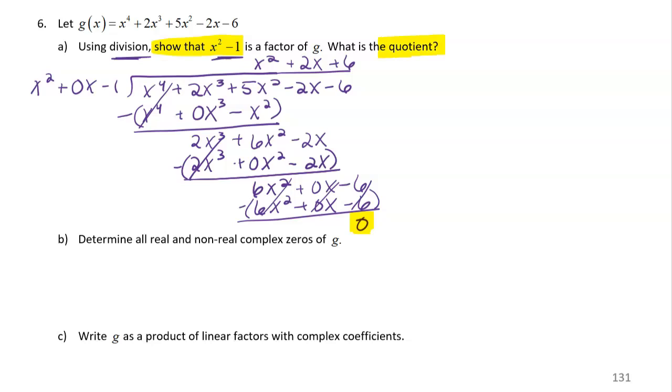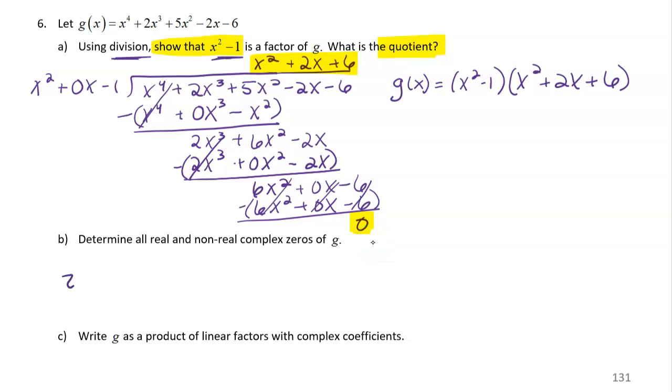And then they're asking, what is the quotient? Okay, well, this thing on the top here, that is your quotient. And so just to kind of help you understand where we're at this point, I can rewrite my g of x function as x squared minus 1 times that quotient that we got when we did our division. Okay, so we are starting this factoring process of g of x. And if you look at part B down here, it says determine all real and non-real complex zeros of g.